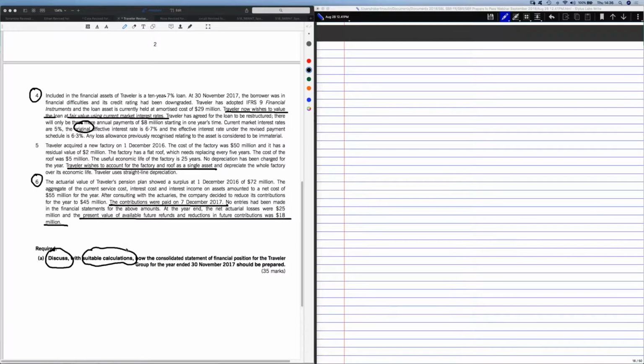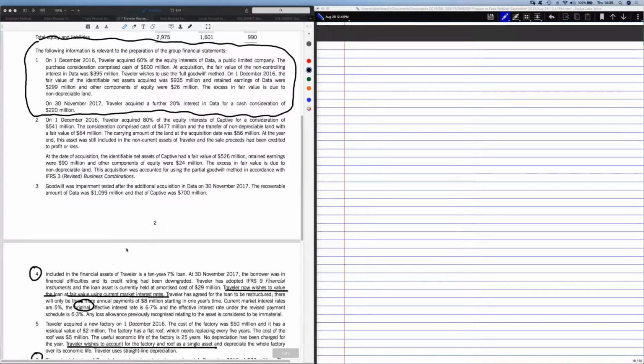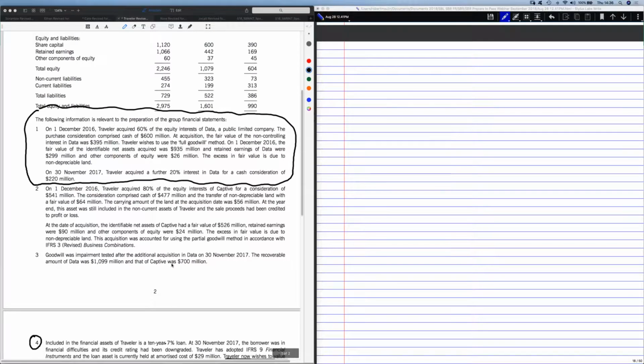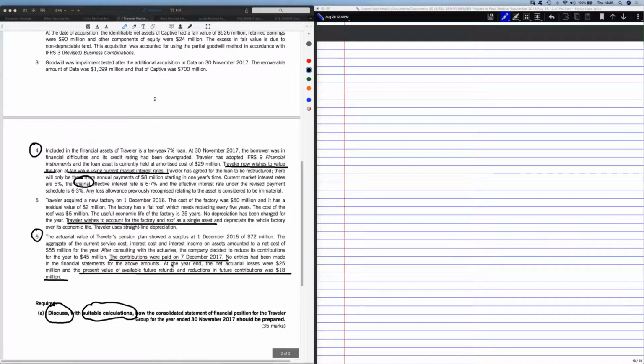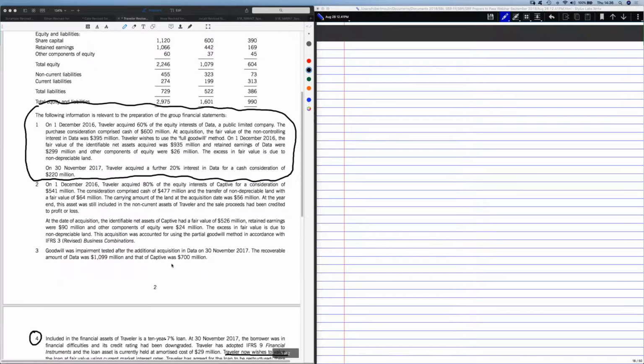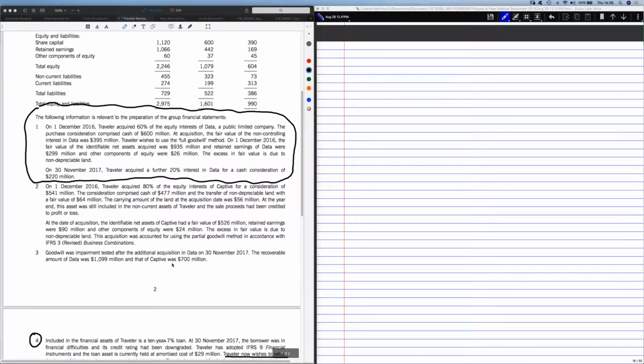So let's go back to our requirement. Let me now ask you this instead: not discuss with suitable calculations how the consolidated statement of financial position should be prepared, but discuss with suitable calculations how the change in ownership in Data on the 30th of November 2017 should be accounted for. Does that make sense?